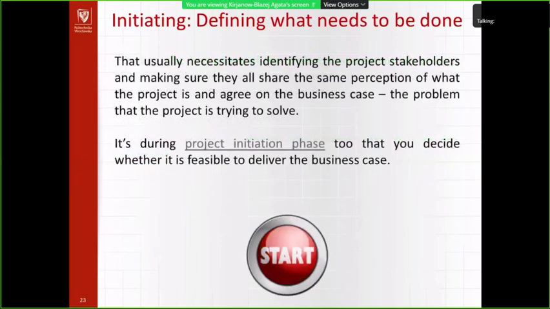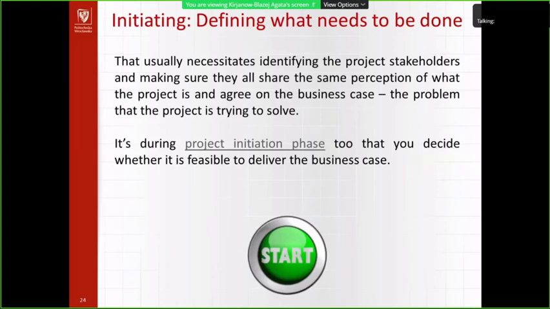It usually necessitates identifying the project stakeholders and making sure they all share the same perception of what the project is and agree on the business case, the problem that the project is trying to solve. It's during the project initiation phase too that you decide whether it's feasible to deliver the business case.